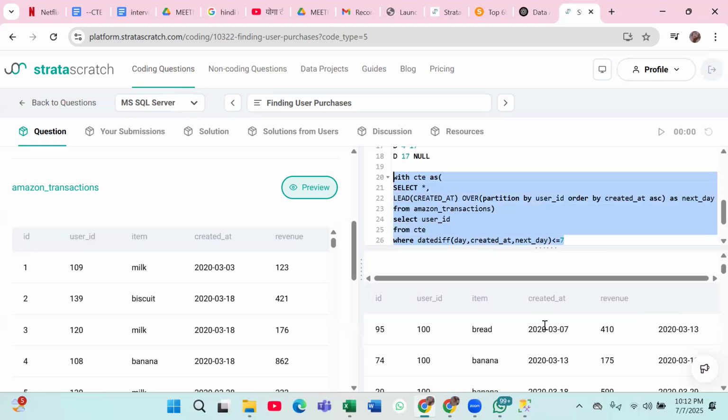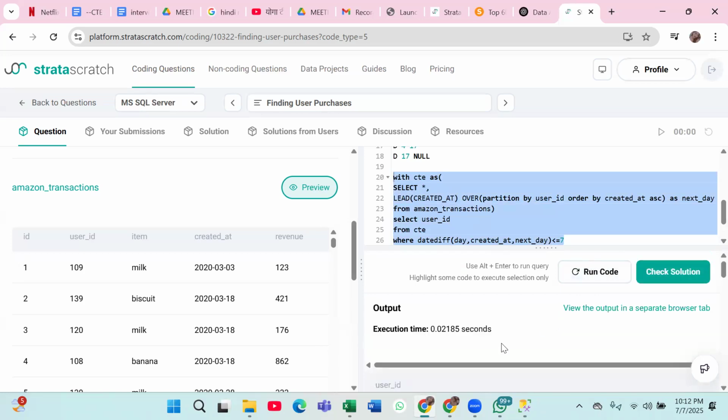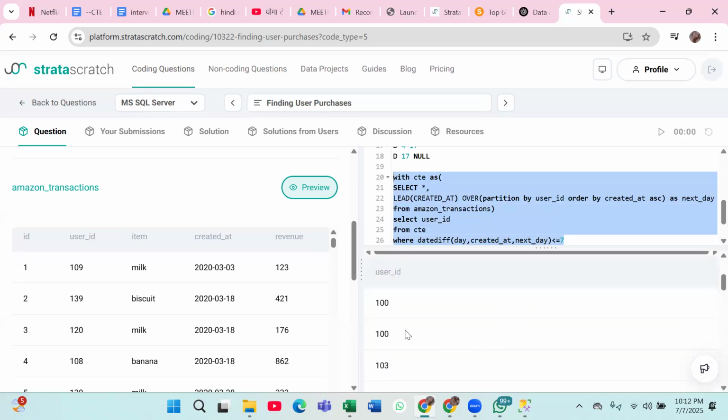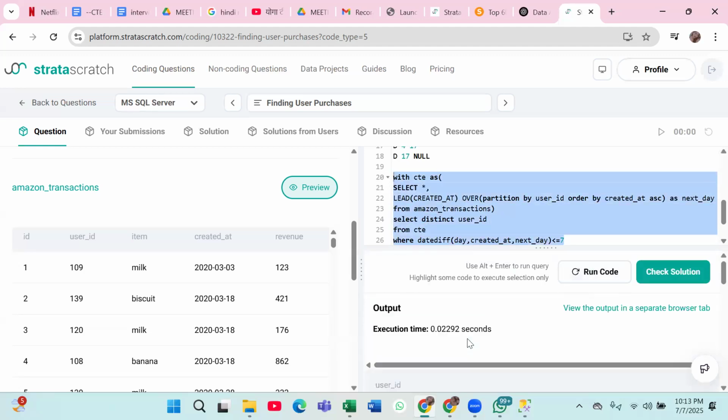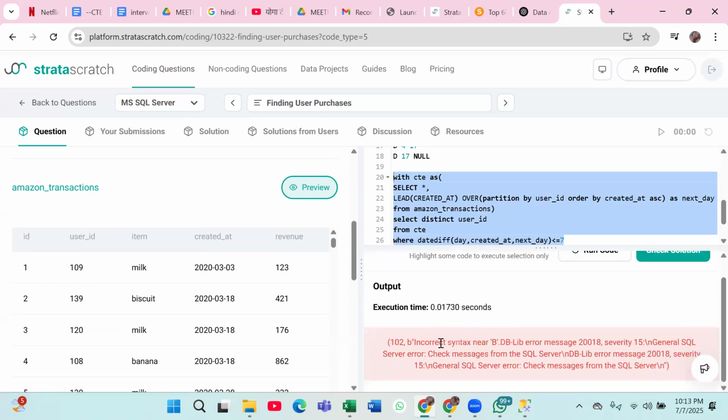Next. Yeah. So if I run it, here you can see that we got some users. Might be these users have done multiple purchases within 7 days. That's why we are getting their names multiple times. How can we remove their names multiple times? By using distinct. Correct. So we will have every user ID only one time.